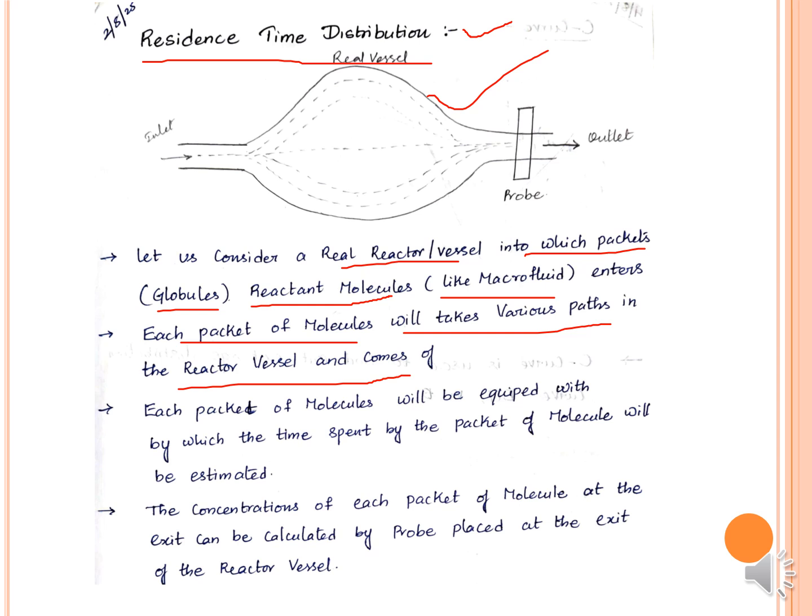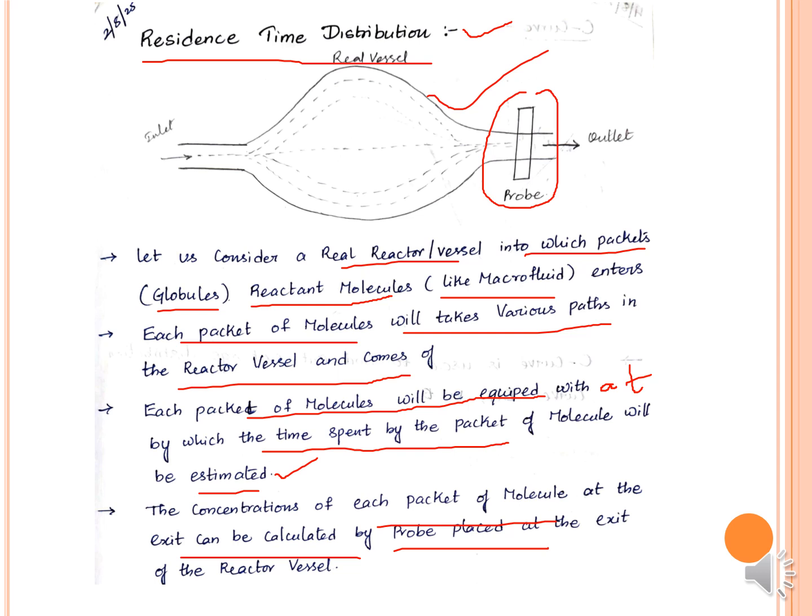Each packet of molecules is equipped with a timer by which the time spent by each and every packet of molecules will be known. The concentration of each packet of molecules at the exit, and the time spent by each packet at the exit, can be calculated by the probe. This probe is placed at the exit of the reactor vessel. Concentrations can be measured by using the probe.